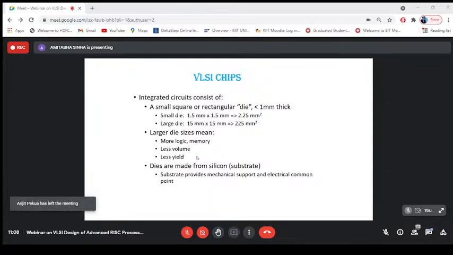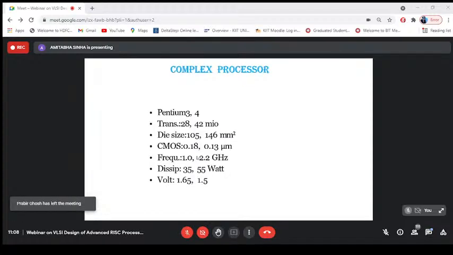Substrate provides mechanical support and electrical common point. Now some of the complex processors, if we see Pentium 3, Pentium 4, these are the level of transistors, 28 to 42 millions, die size 105 to 146 millimeter square. It can operate at 1.65, 1.5 volts. Now, in fact, the latest VLSI devices, they can operate even at 1.1 volts. And attempts are going on for less than that.